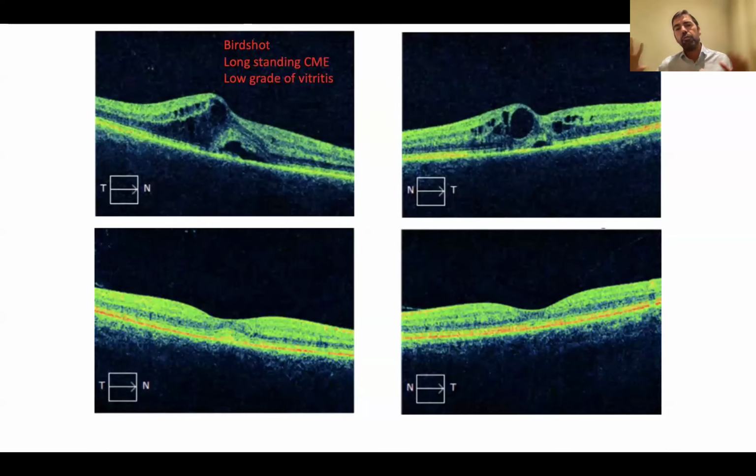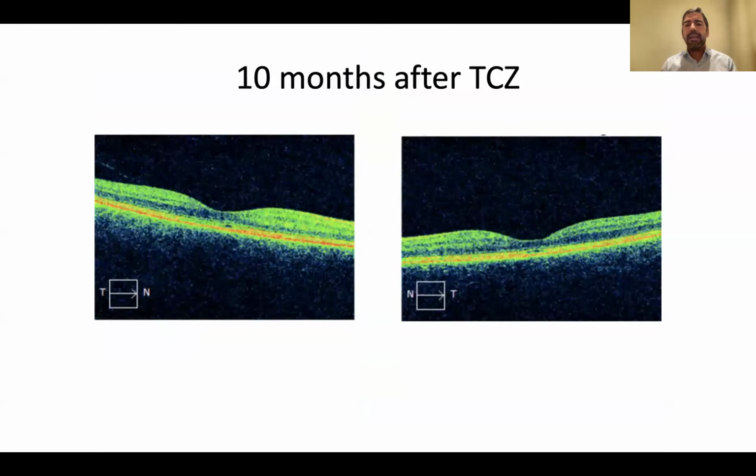But if we move to another type of patients, like patients with Behçet retinochoroidopathy with a long-standing cystoid macular edema, with low grade of vitritis. In this context, blocking IL-6 can be a better choice. So in this long-standing cystoid macular edema, we have observed an impressive response with complete resolution in many cases.